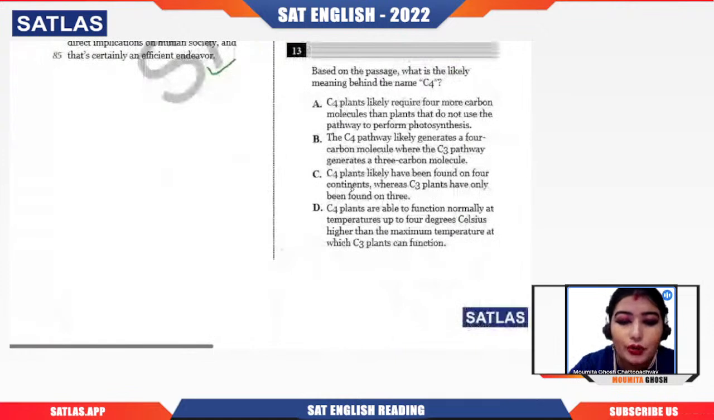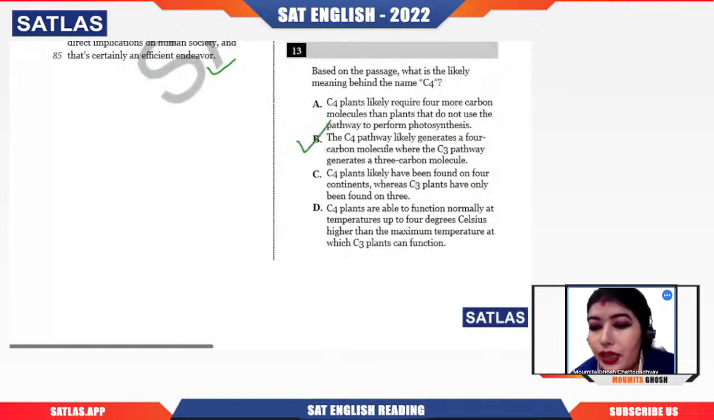So what would be the right answer, do you think, everyone? I want to tell you that the correct answer is option B. The C4 pathway likely generates a four carbon molecule, where the C3 pathway generates a three carbon molecule. It's very easy. And this option C is totally out of logic.